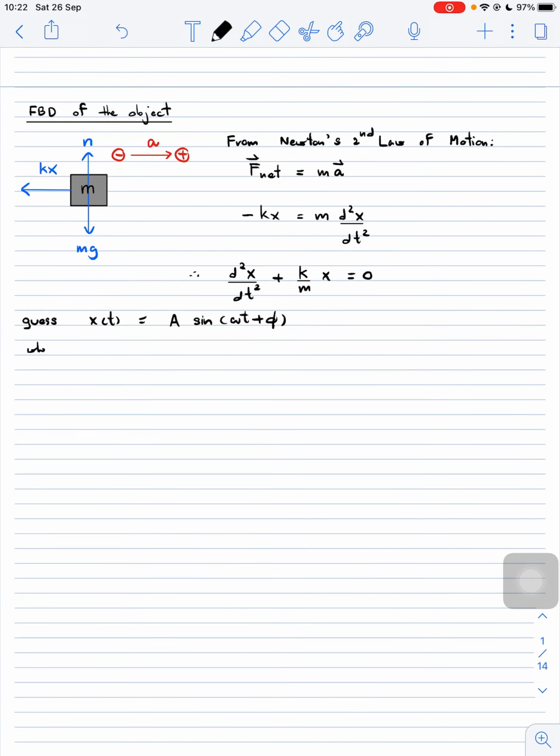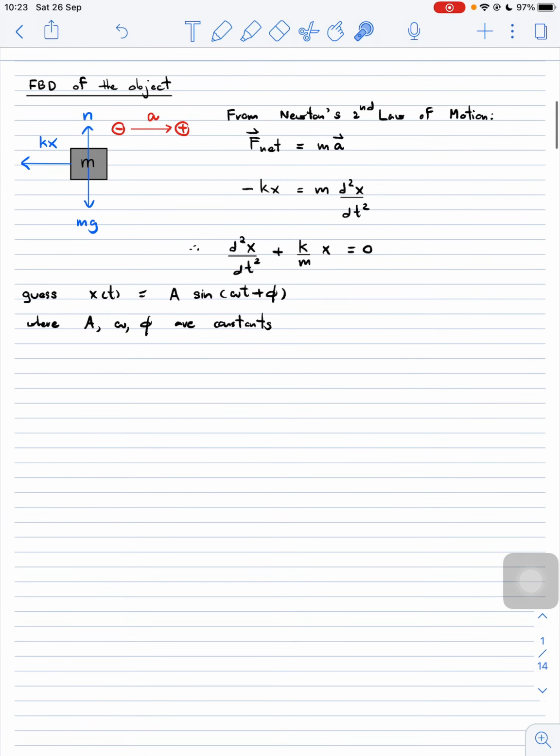where A, omega and phi are just constants. Right now we're not defining A, omega and phi yet, so just say that they are some constants here. Then let's plug this into the equation. So let's find the derivatives first, starting from the first order derivative, dx by dt.